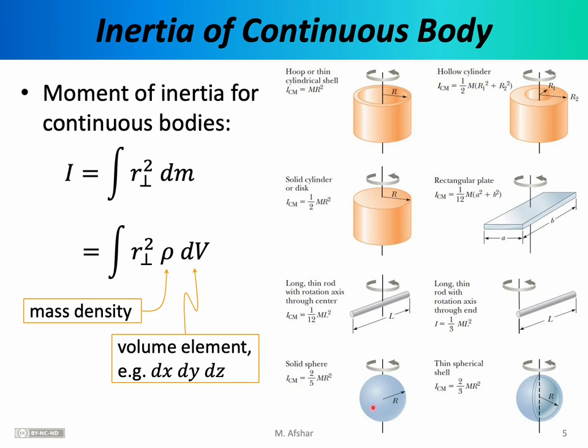Since we're modeling atoms as spheres, really the only thing we need to know is that for a solid sphere rotating about an axis that passes through its center of mass, the moment of inertia is equal to 2/5 mr squared. If this material is completely unfamiliar to you, at this point you may want to pause and review this material in your mechanics notes.